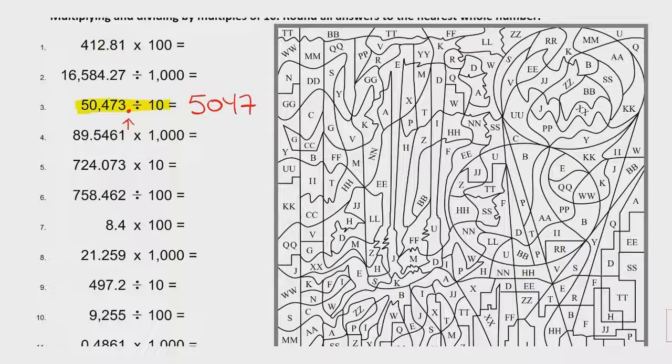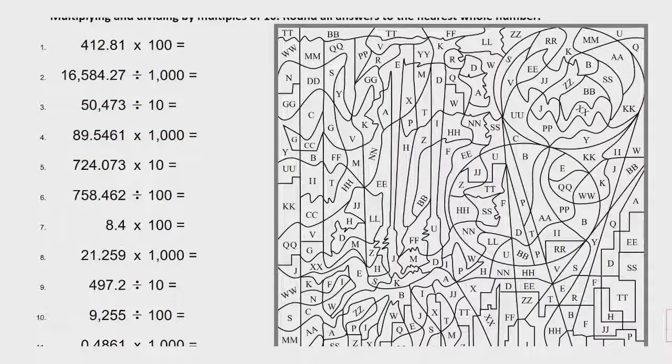One more really quick before I skip ahead. We have 89.5461 times 1,000. So it's a multiplication problem, which tells us we're going to make the number bigger, which tells us we need to move the decimal to the right.